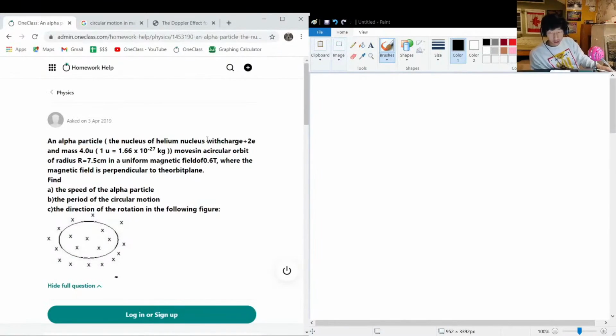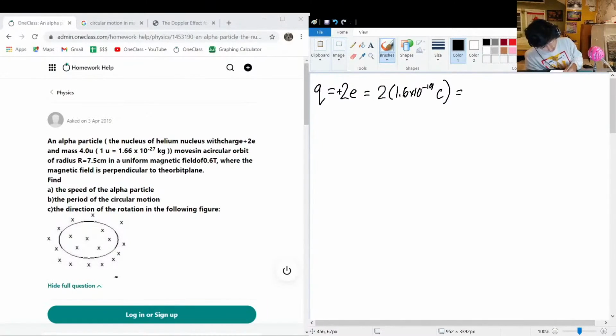Okay, so we've got an alpha particle, and we know the charge is going to be positive 2e. So our charge, which is typically represented with the letter Q, is equal to positive 2e, which is equal to 2 times 1.6 times 10 to the negative 19 coulombs, which is simply positive 3.2 times 10 to the negative 19 coulombs. That's a number that I like to memorize. Not that you really have to, it's just, why not, you know?